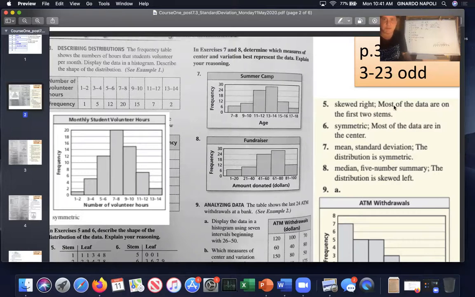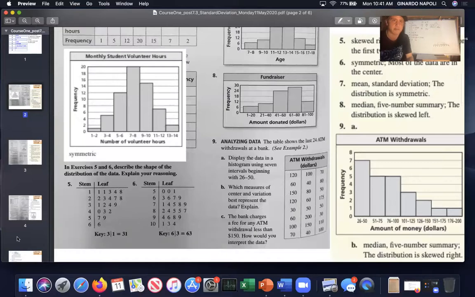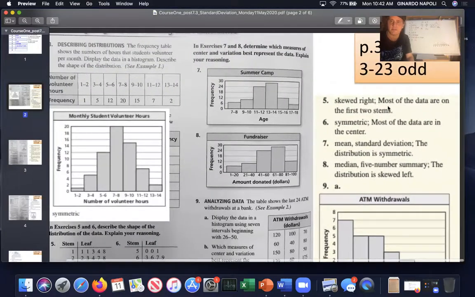Now it says most of the data are on the first 2 stems, and that's true, but that's not necessarily why we call this skewed right. It's because there's more numbers to the right of the mode, right? So that'd be a better way of saying it than the way the book is saying it right here. Now 7, you probably were going to have trouble with because the way this is worded is not something that you're familiar with. Don't worry about it. And I'll explain what that means.